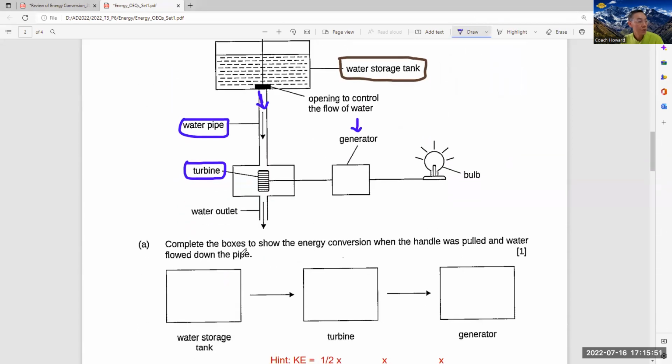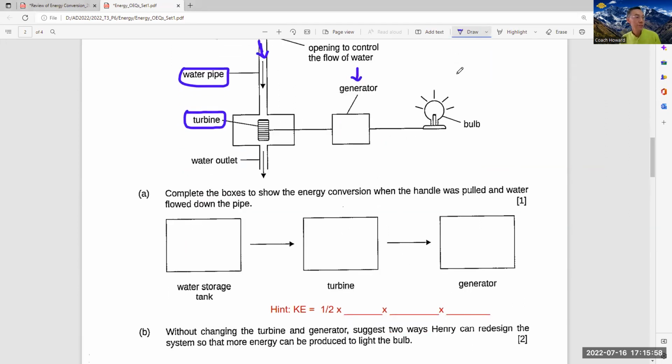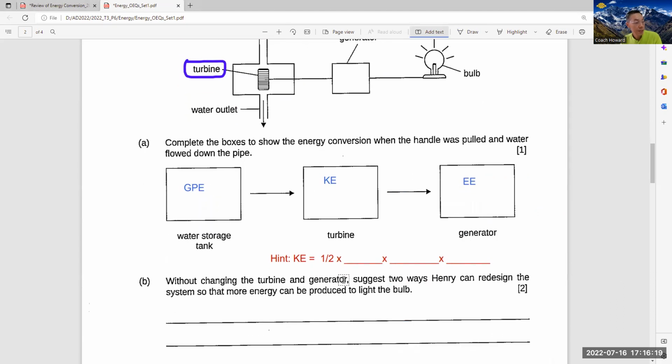So they ask you to complete the box to show the energy conversion when the handle was pulled. Okay, this one is quite simple. I write in short form, but you spell the whole thing. Because it's at a great height, it is GPE, gravitational potential energy, which is changed to kinetic energy of the turbine, and then changed to electrical energy. But you spell the whole words: gravitational potential, kinetic, electrical. I put a hint here. This one is to help you answer part B.